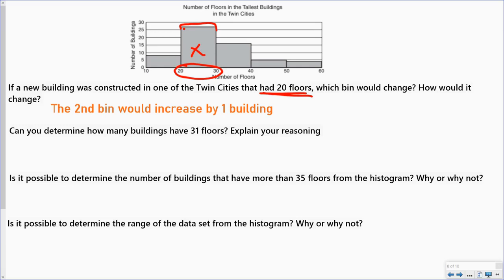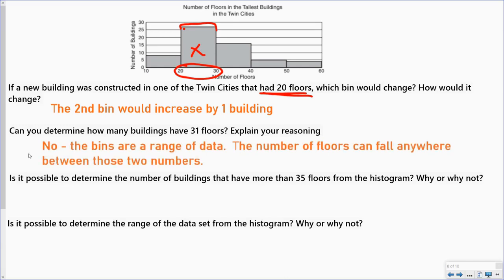Can you determine how many buildings have 31 floors? Well, no, we can't, because as we said before, these are ranges, and the data is somewhere within that range. We don't know specifically. So here it says the bins are a range of data. The number of floors can fall anywhere between those two numbers.